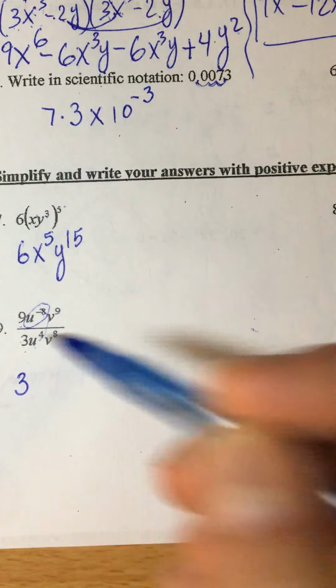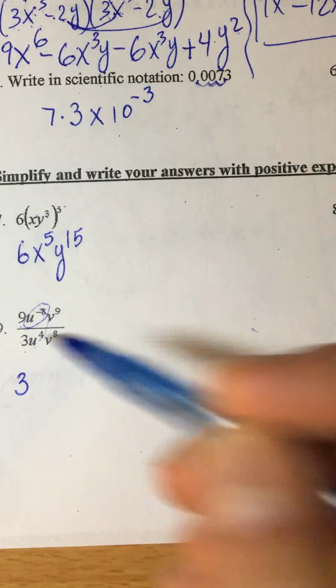So we can have u to the 4th, which stays in the bottom. This u to the negative 8, I'm going to take it to the bottom, and the negative 8 becomes positive 8. Okay, now the v's again have the same base, so you can just subtract the exponents. So do we have more v's on the top or on the bottom? We have more v's on the top. So basically what you're doing is 9 minus 8. Okay, subtract the exponents. Again, based on this rule, remember, if you're dividing, you subtract the exponents. Okay, so let's simplify this.